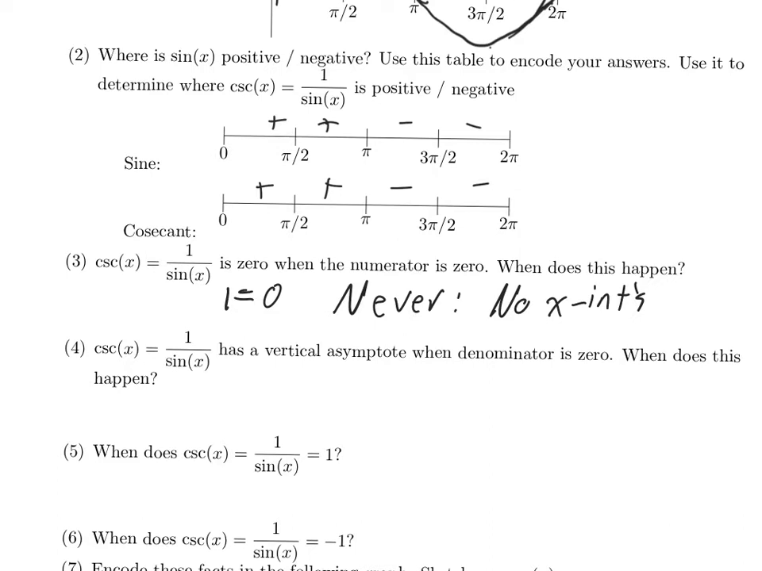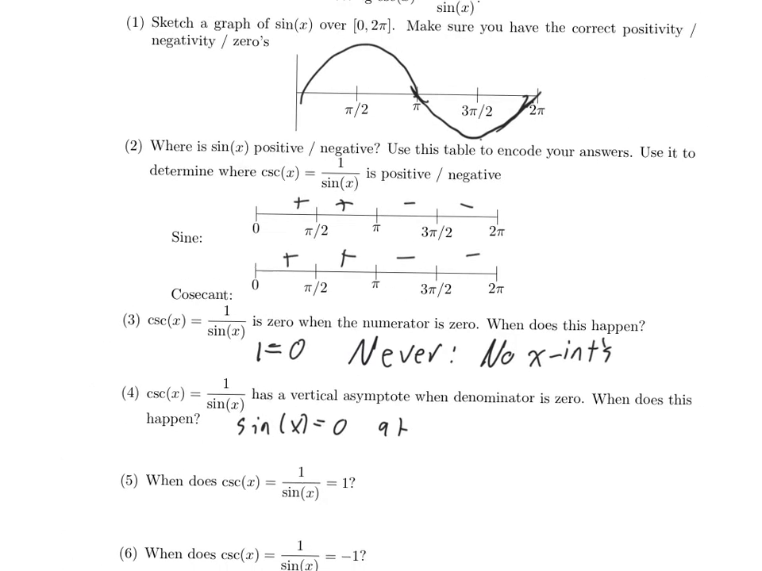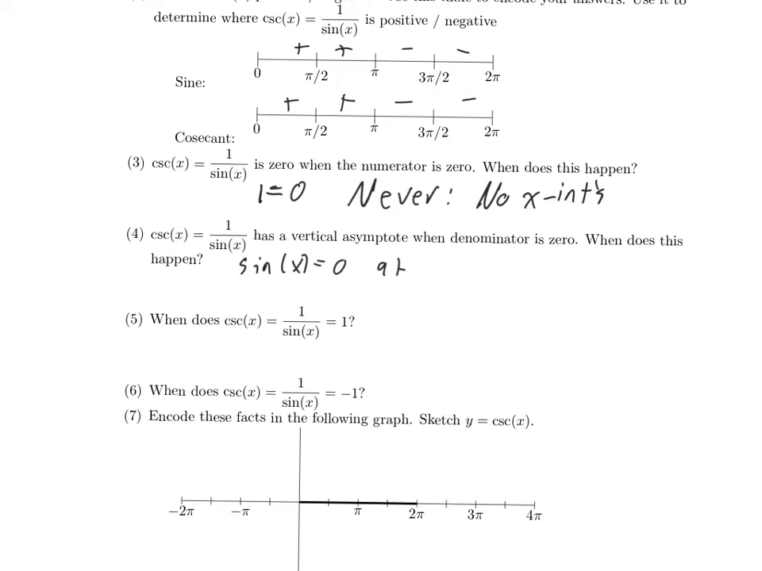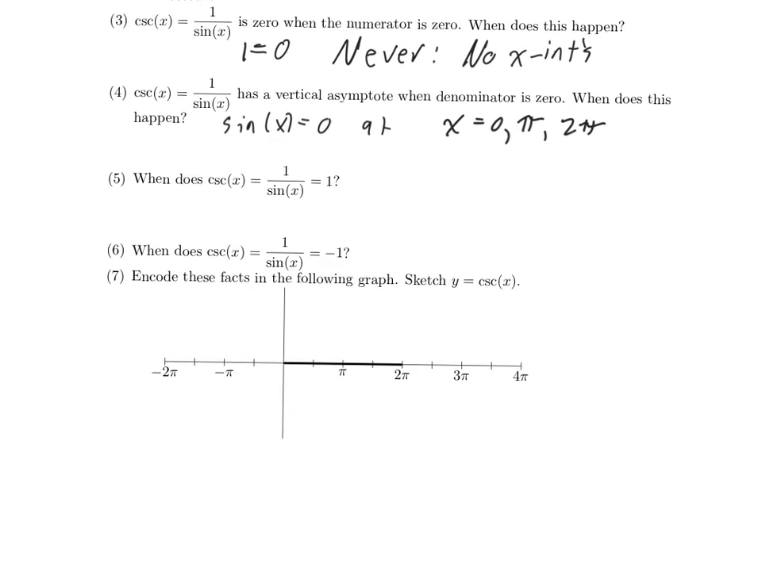Cosecant has a vertical asymptote whenever the denominator is 0. Well, when is sine of x 0? By looking above, it looks like sine of x is 0 at 0, pi, 2 pi. So there will be a vertical asymptote at x equal to 0, x equal to pi, x equal to 2 pi. Vertical asymptote at x equal to 0, vertical asymptote at x equal to pi, vertical asymptote at x equal to 2 pi.